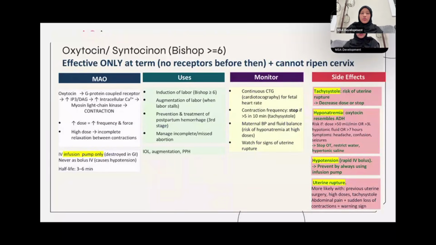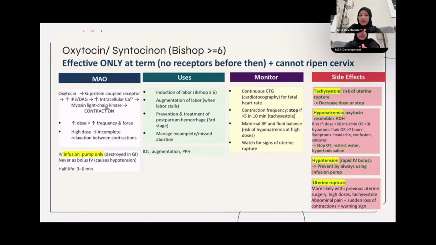Okay. Now, we will talk more about oxytocin and prostaglandins, and then we'll go to questions before we move into stopping labor. So this is induction of labor. Oxytocin, or Syntocinon, which is a synthetic form of oxytocin, can only be given with a Bishop score greater than or equal to 6. It's effective only at term, because there are no receptors before then, and it cannot ripen the cervix. It has to be above 6.